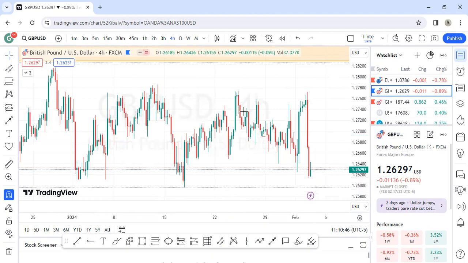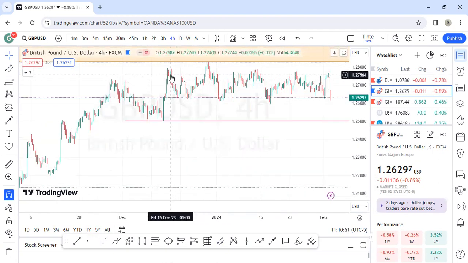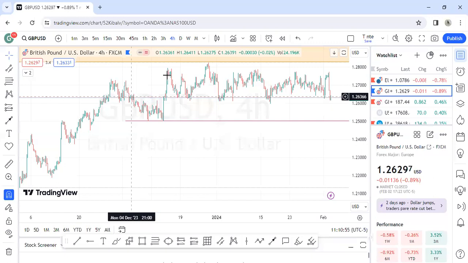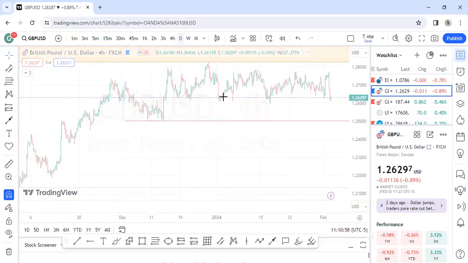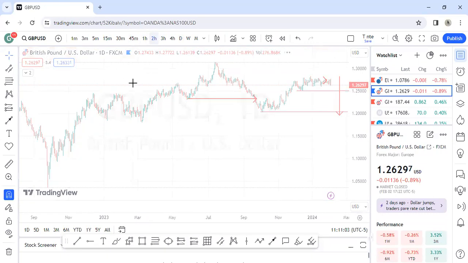GBP has been ranging so much. Look at this range from about December 15th up till now, more than 2 months. The market has been ranging, so we'll have to see the market drop off to that point. Wait for the market to give you that clear structural confirmation before doing anything.